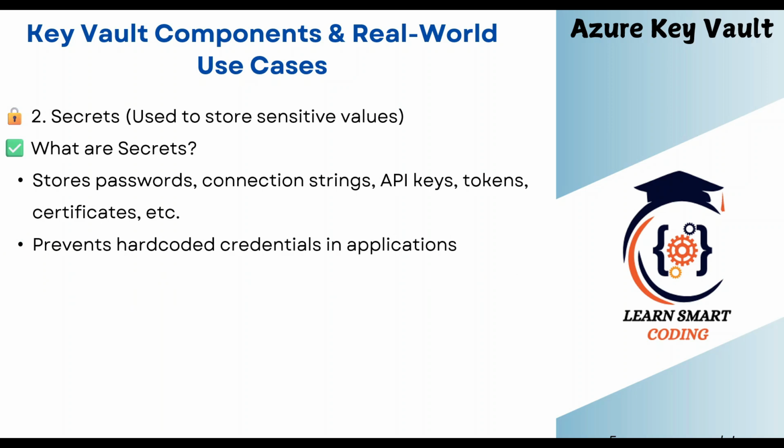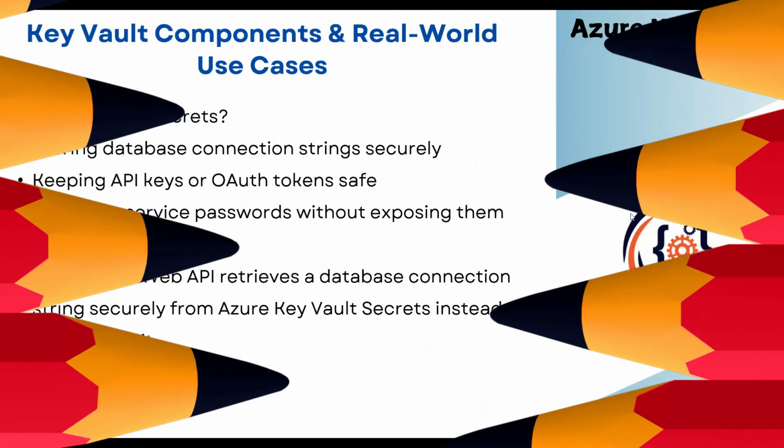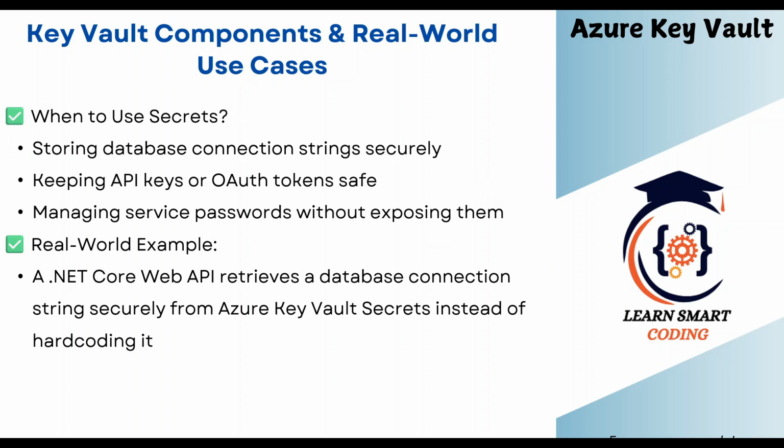Right, the second important component in the Key Vault is the secret. This is used to store the sensitive values. What are secrets? It can store the password, connection string of an application, some API keys, tokens, certificates. All of these things are called secrets. This prevents us from hardcoding any credentials in the application. So when do you use the secret? For example, storing the database connection string securely, or keeping the API keys or the OAuth tokens safe. You can also store the password for managing the services without exposing them.